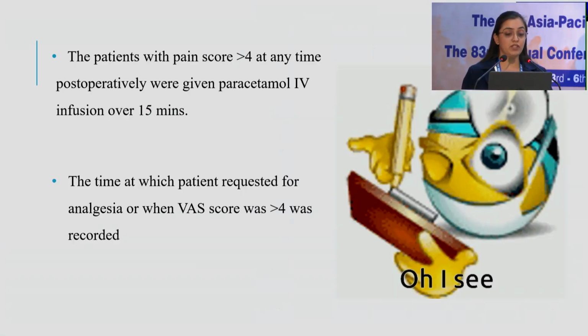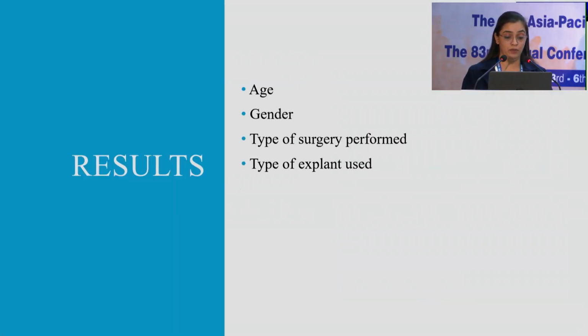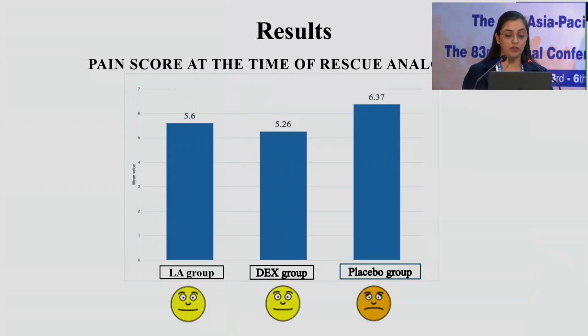Patients with a pain score of more than 4 at any time postoperatively were given paracetamol IV infusion over 15 minutes, and the time at which the patient requested analgesia, or when the visual analog score was more than 4, was recorded. Coming to the results, age, gender, type of surgery performed and the type of explant used were comparable among all 3 groups.